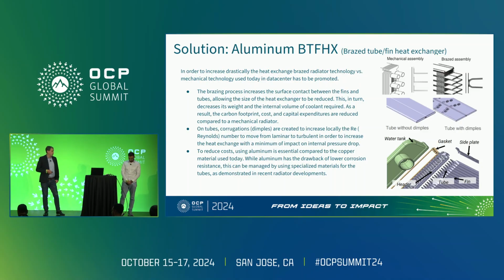Another important thing is the corrugation on tubes that we are able to create through the process. You see some examples here in the picture: a tube without dimples, and a tube with dimples, what we call corrugation at Valeo. Based on these dimples, we are able to locally increase the Reynolds number in order to increase the heat exchange, and at the end not have the drawback of the microchannel tubes concerning the internal pressure drop.